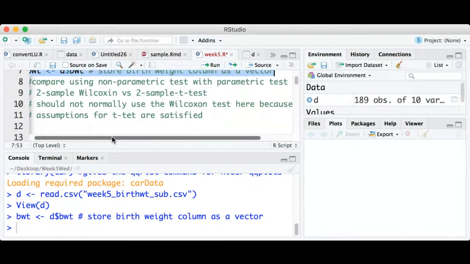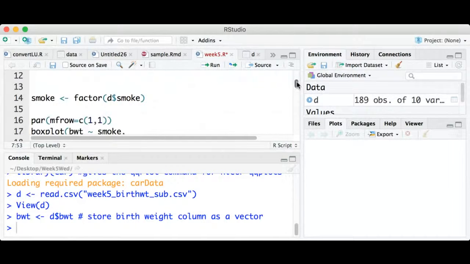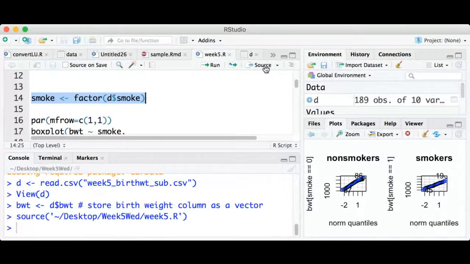Okay, so what I'm going to do is I want to compare the 2-sample Wilcoxon test against the 2-sample t-test, just to see what the difference is. Okay, what I'm going to do here is make smoke a factor. Turns out I need to do that for the smoke variable when I use the non-parametric test, otherwise it gives me an error. Just 1 second, I've got to plug my power into my laptop, otherwise I'm going to run out of power suddenly.